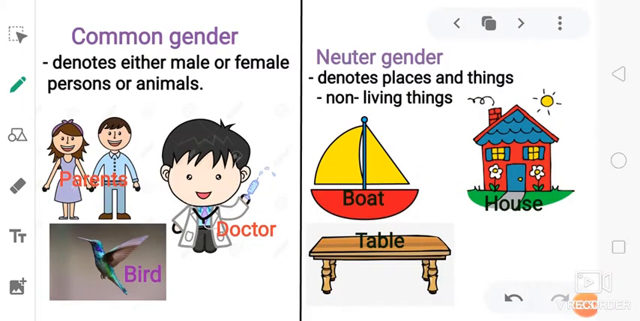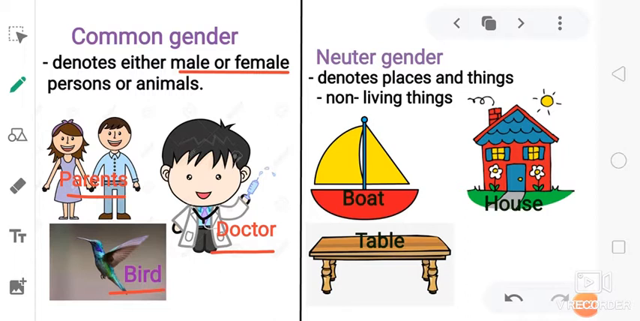The next one is common gender. It denotes either male or female persons or animals. There are some words which are common and denote both male and female. Example: parents. When I say parents, parents can be male or female persons. Again the same thing with doctor and bird.